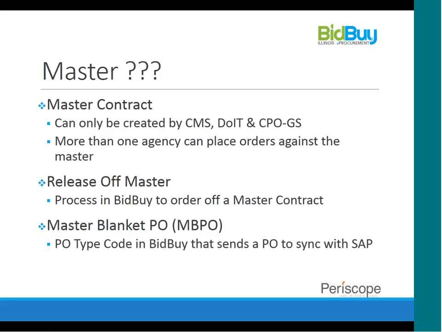A master contract can only be created by one of three agencies. That's the first thing to know about masters as it pertains to BidBuy: by CMS, DoIT, or the CPO General Services contract. In the world of BidBuy, if it's a master contract, it's been created by one of those three agencies. And the key thing to know about a master contract is that more than one agency can place an order against that master. That's how we define a master contract.